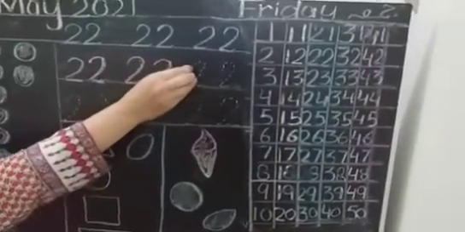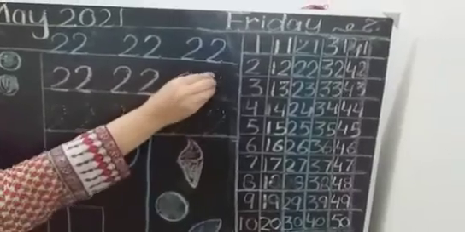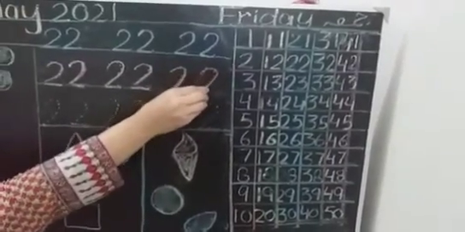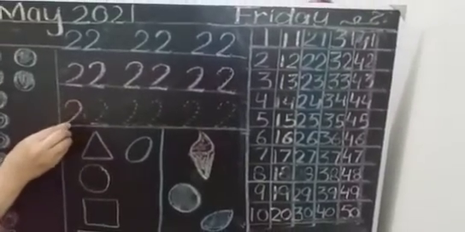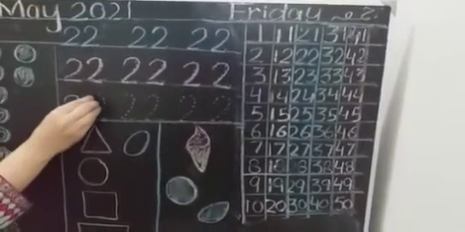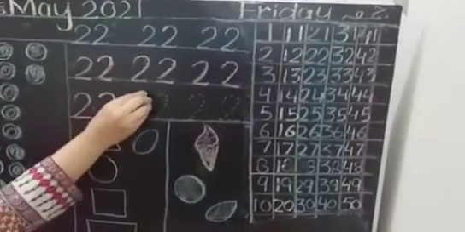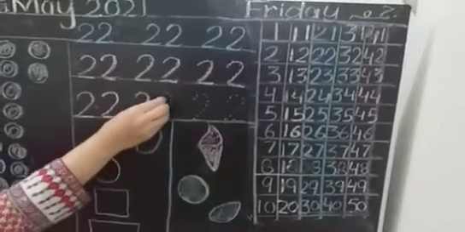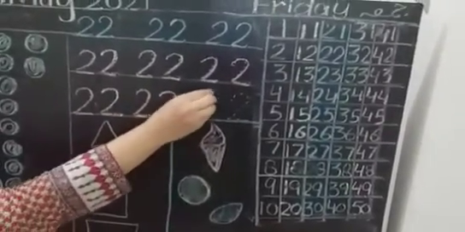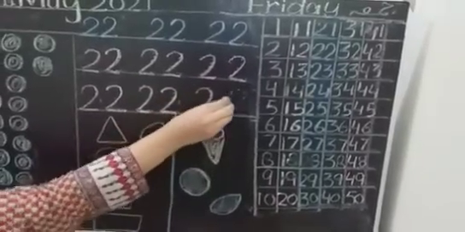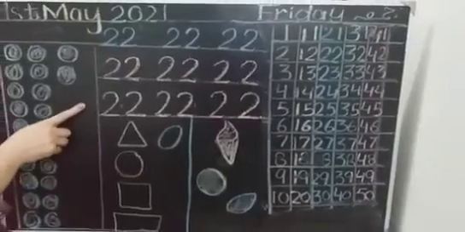22. You have to write on the dots neat and clean. 22. Which number is this? Yes, 22. 22. What is this? 22.